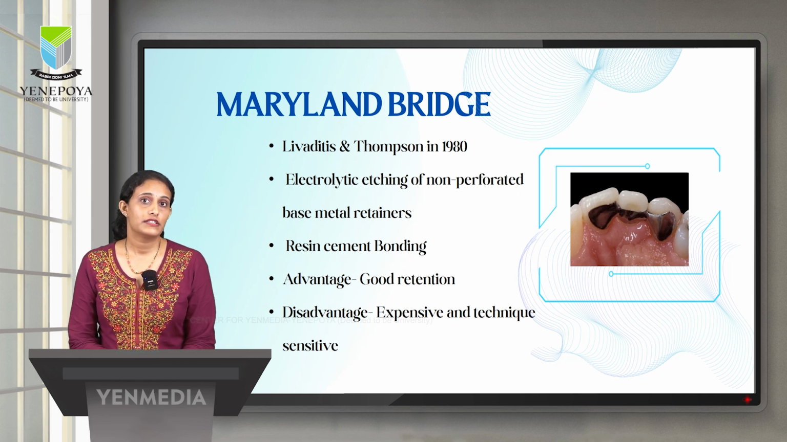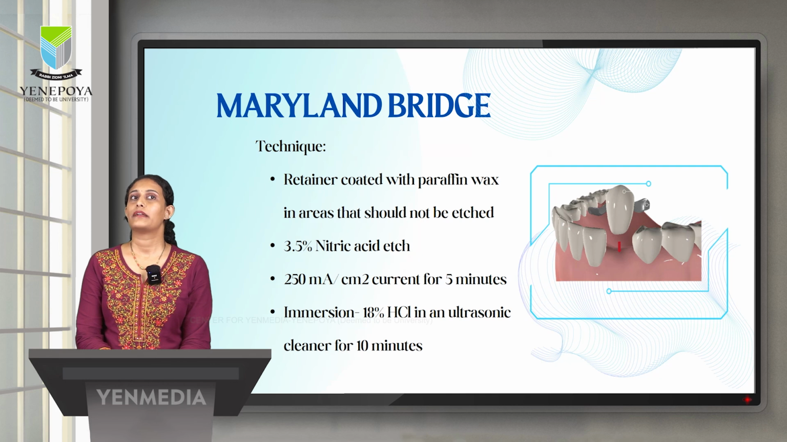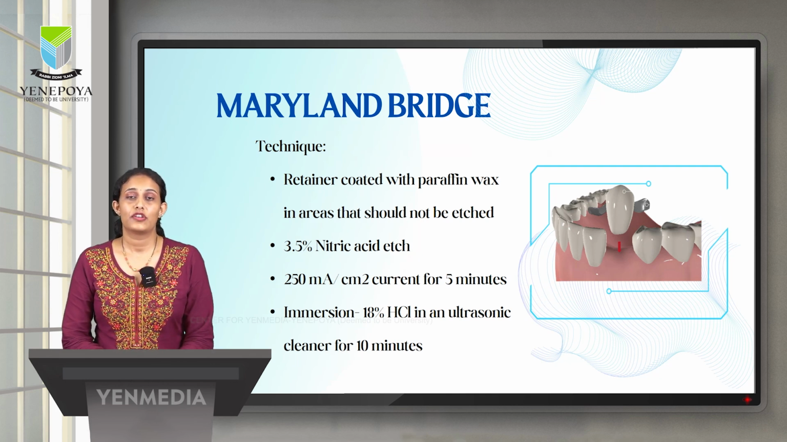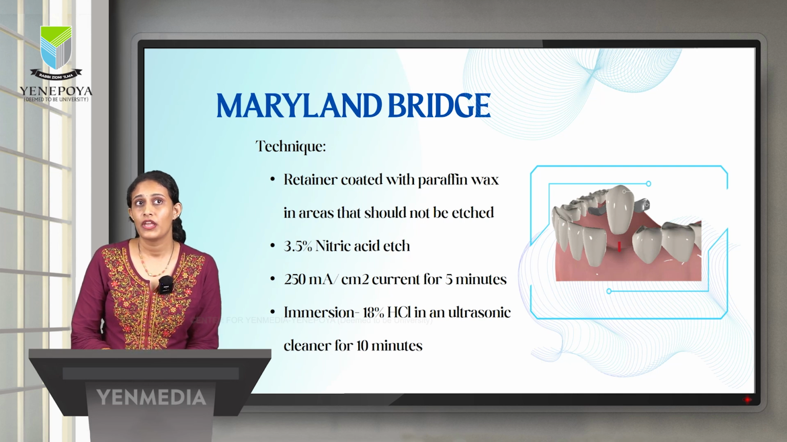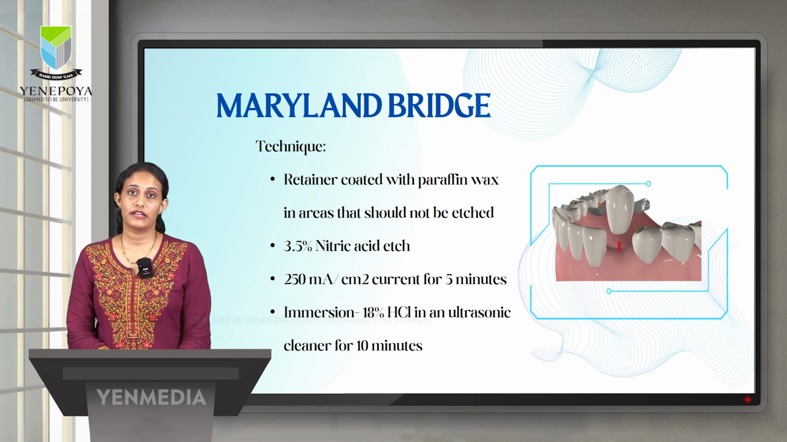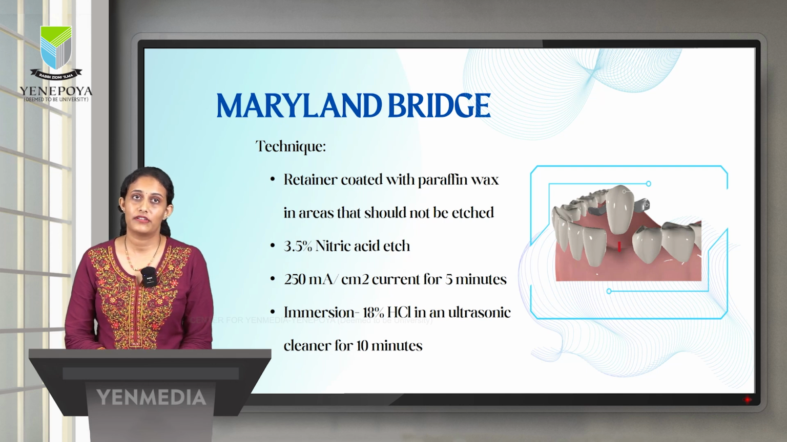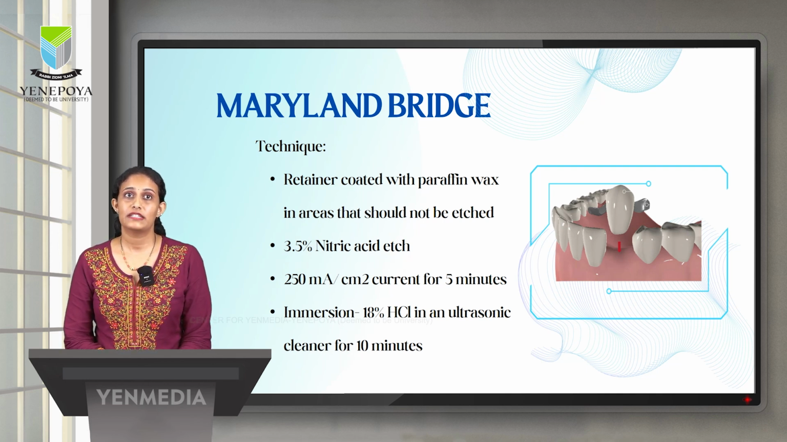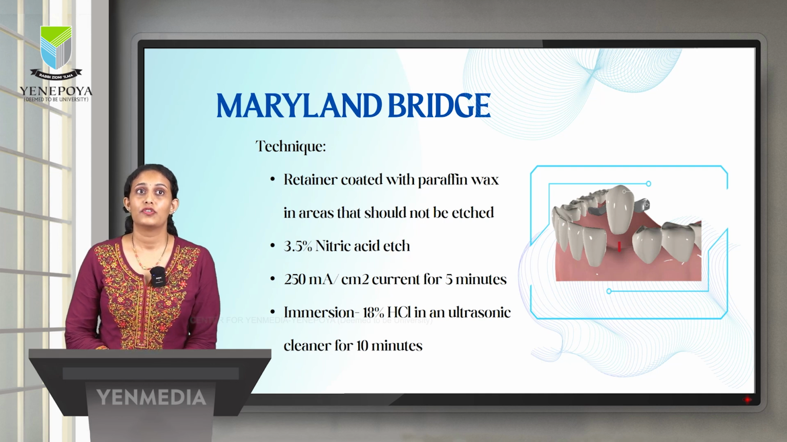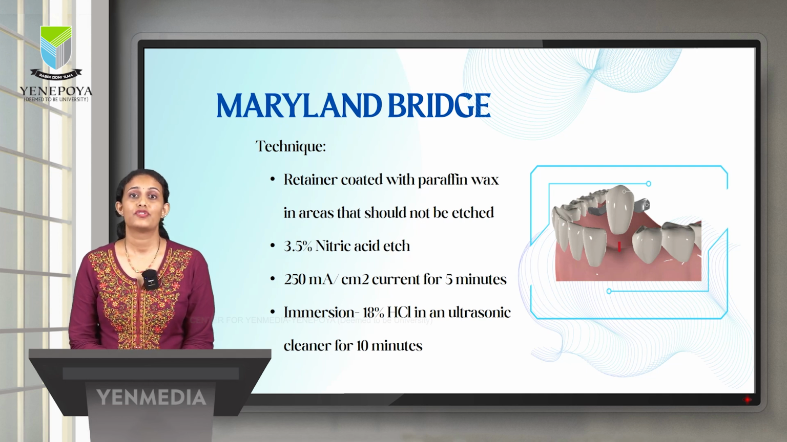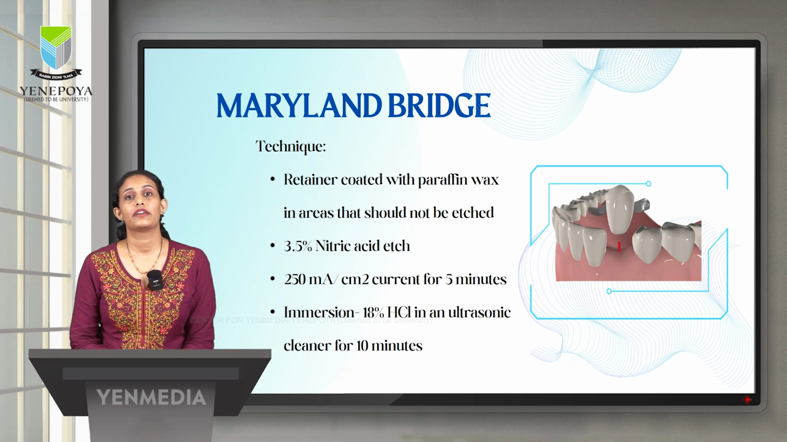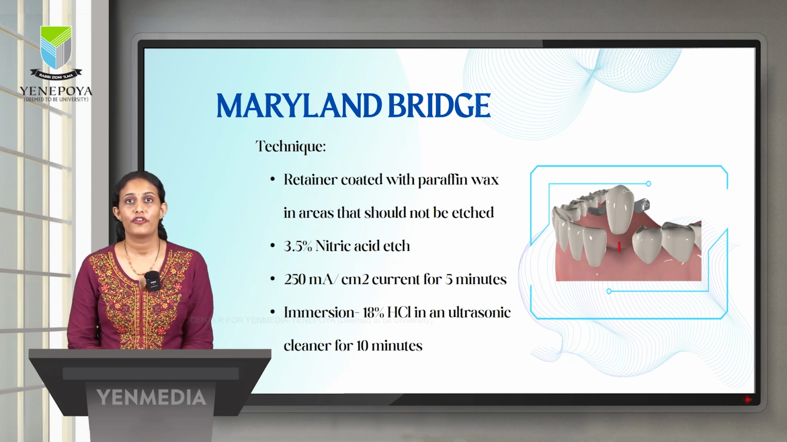Now why is it technique sensitive? Let's see the technique of bonding of Maryland bridges. To bond these non-perforated retainers, the retainer has to be coated with paraffin wax in areas where the bonding should not happen. Then we have to etch the metal retainer surface with 3.5% nitric acid. Then we place it in a bath with 250 milliamperes current for 5 minutes, and you should immerse it in 18% hydrochloric acid in an ultrasonic cleaner for 10 minutes before bonding it to the adjacent tooth structure.